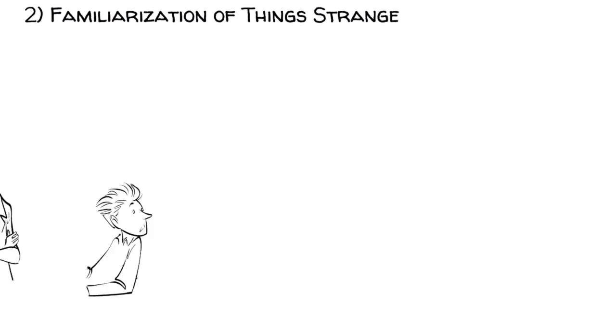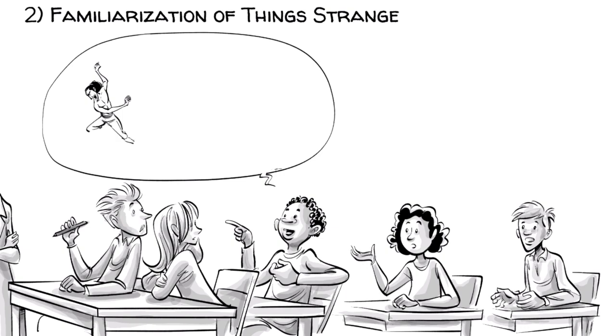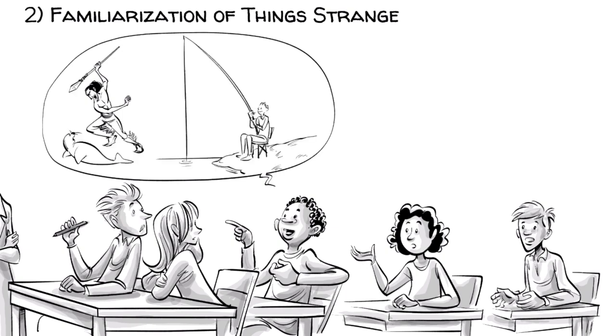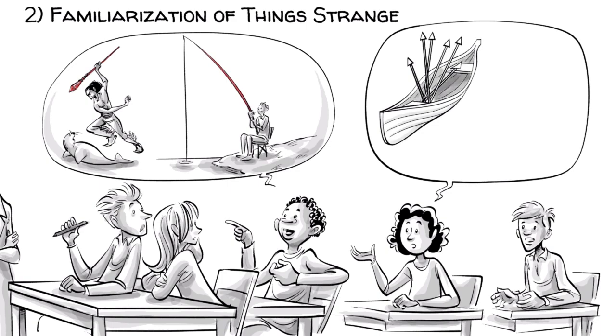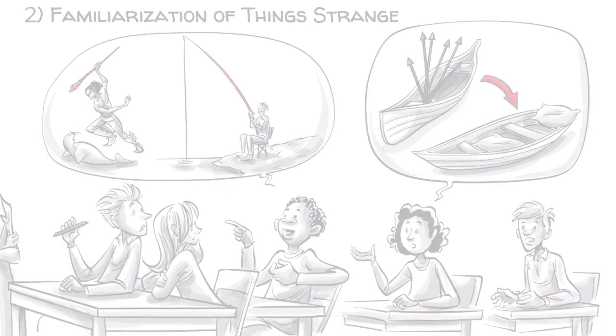2. Familiarization of things strange. Some of the students that initially did remember the part about hunting seals later recalled the activity as going fishing. A canoe that was loaded with weapons was remembered as a rowboat.